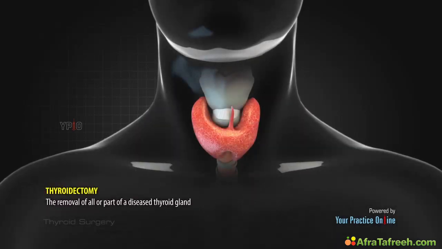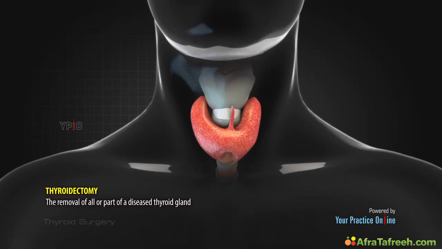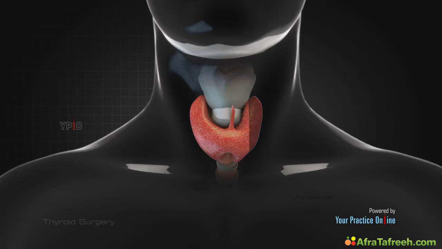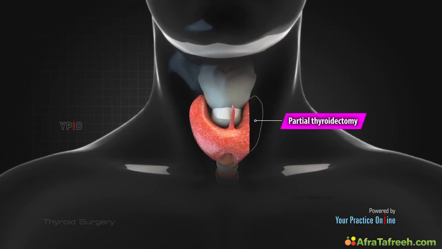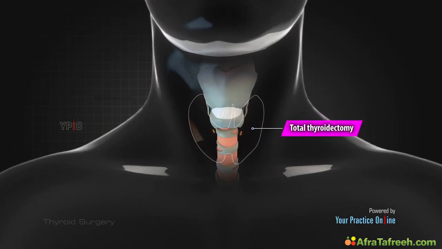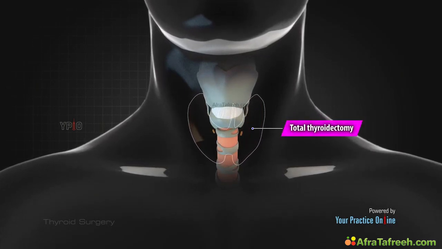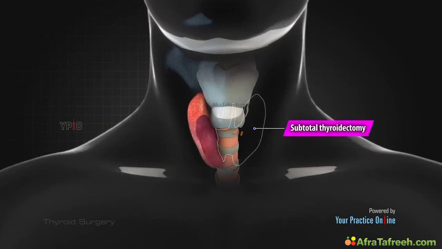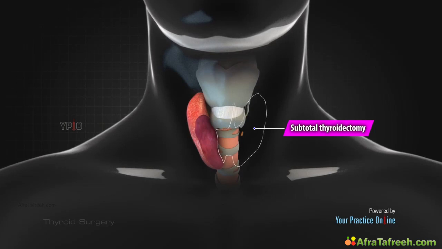Thyroid surgery typically involves a thyroidectomy, the removal of all or part of a diseased thyroid gland. Removal of only part of the gland is called a partial thyroidectomy. In some cases, total thyroidectomy is necessary, where the entire gland is removed. A subtotal thyroidectomy is removal of nearly the entire gland, leaving only a small amount of thyroid tissue behind.